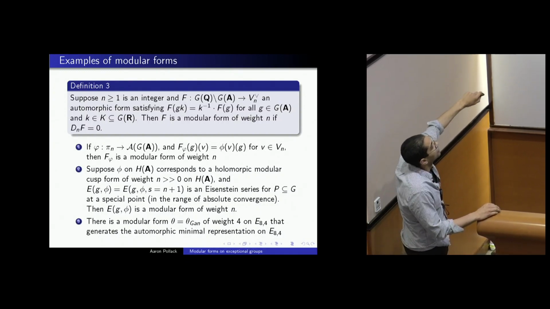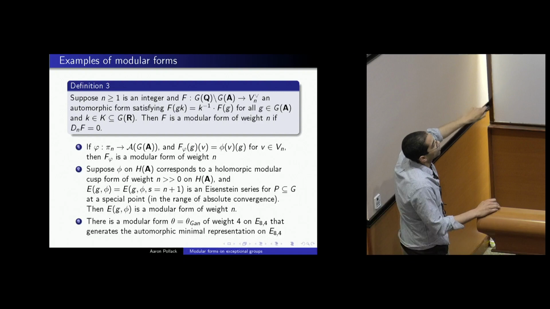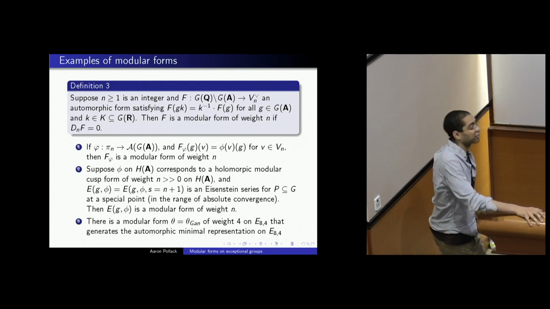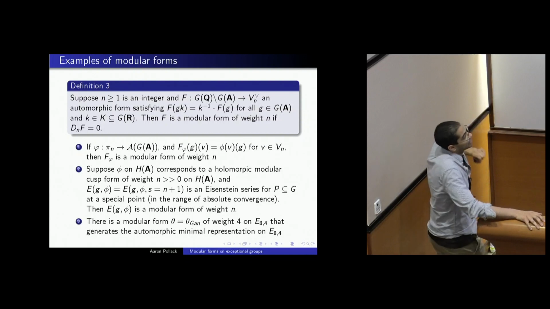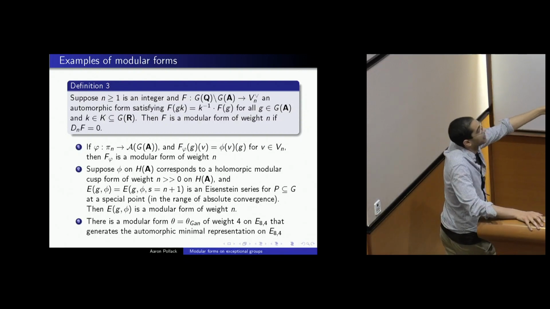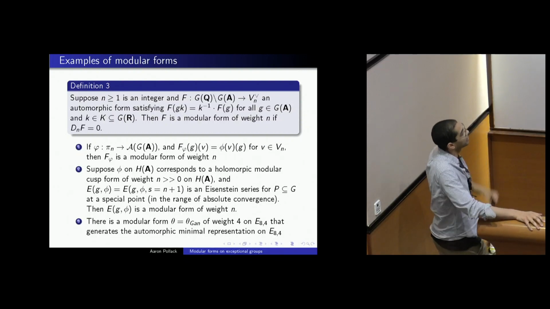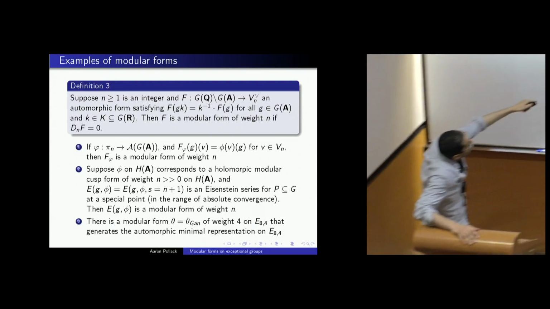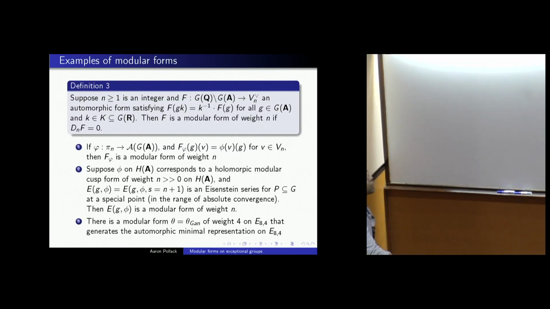So examples of such modular forms. For example, if you take the automorphic minimal representation on E8, Wee-Tek Gahn, of course, had studied this automorphic minimal representation a lot, and so there's a function that generates this automorphic minimal representation that's a modular form of weight 4 on this group E8.